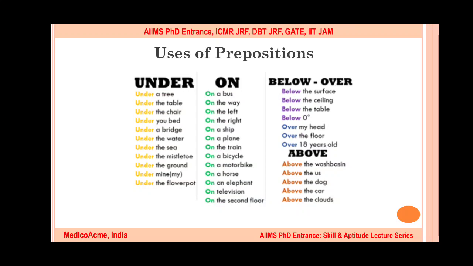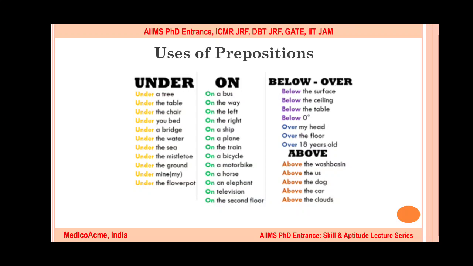On a bus, on the way, these kinds of things are now asked in different forms in examinations, so please go through it properly. On a motorbike, on a horse, on an elephant, everything it is used. Below is used with a surface: below the ceiling, below the table, below 0 degrees for temperature. Over my head, over the floor, over 18. Over is used for the surface and for the top of something.